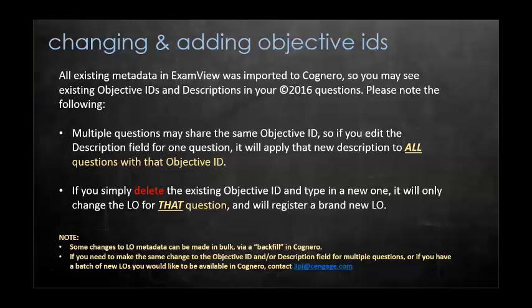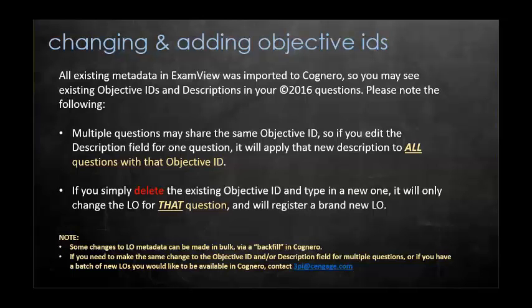All existing metadata in ExamView was imported to Cognero, so you may see existing objective IDs and descriptions in your 2016 questions. Please note the following. Multiple questions may share the same objective ID. So if you edit the description field for one question, it will apply that new description to all questions with that objective ID. For example, as I said before, if you had an objective ID that was 1-1, when you go ahead and change that, any other question that's using 1-1, the objective description is now going to change. They will all be changed.